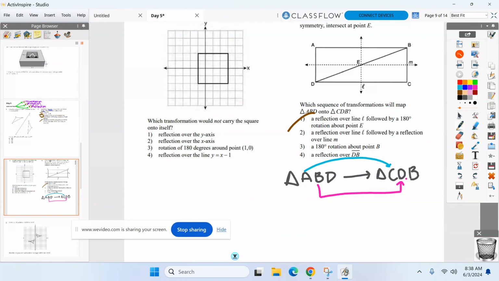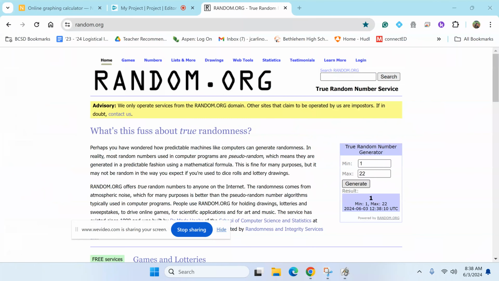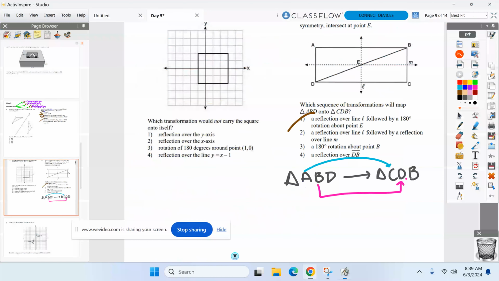All right, let's keep going. Somebody else for choice 2 now. Jared, ready? Let's start with point A again, Jared. Point A, a reflection over line L would go to where? B. And now it says reflect that over line M. Where's B going to go?